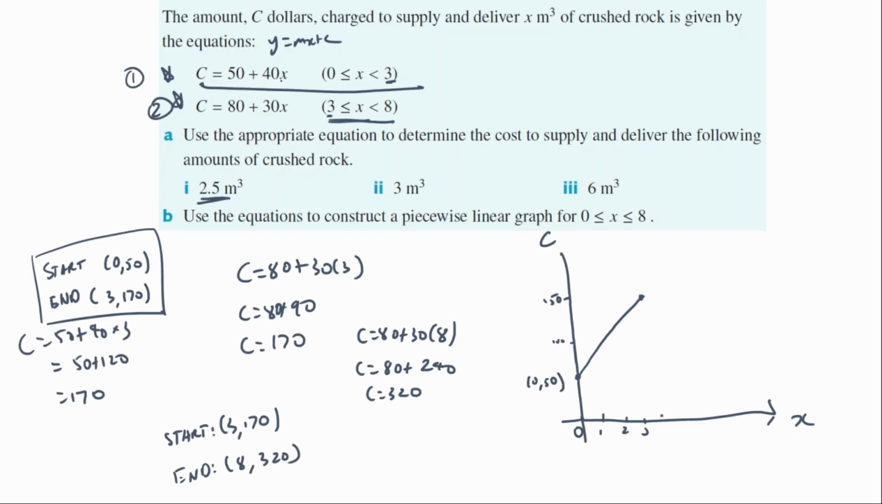Alright, so I'm going to plot that in. Let's say 8 somewhere around here. It doesn't have to be completely accurate. And then I've got, let's say 320 somewhere around there. So once you've got those two, connect those two lines and make sure you label the points. That's 8, 320. This one is going to be 3, 170. And I've already labeled that one as 0, 50. So that down on the bottom right is what my piecewise linear graph would look like.